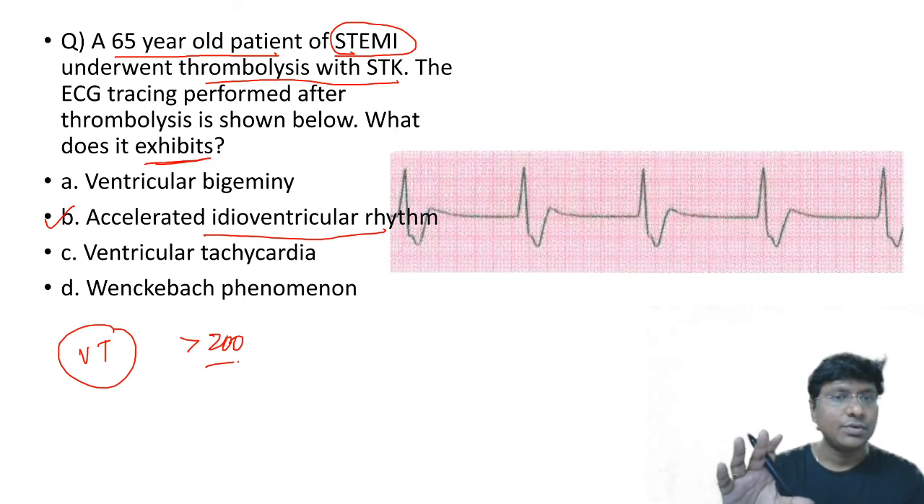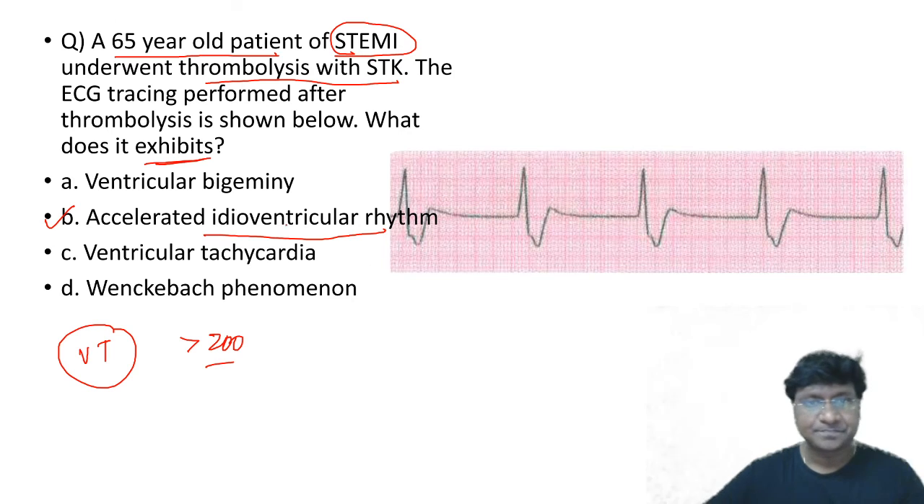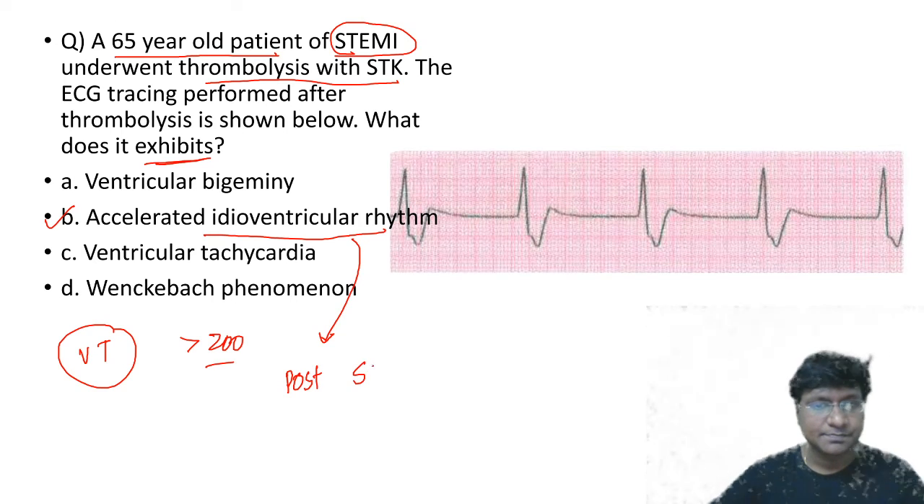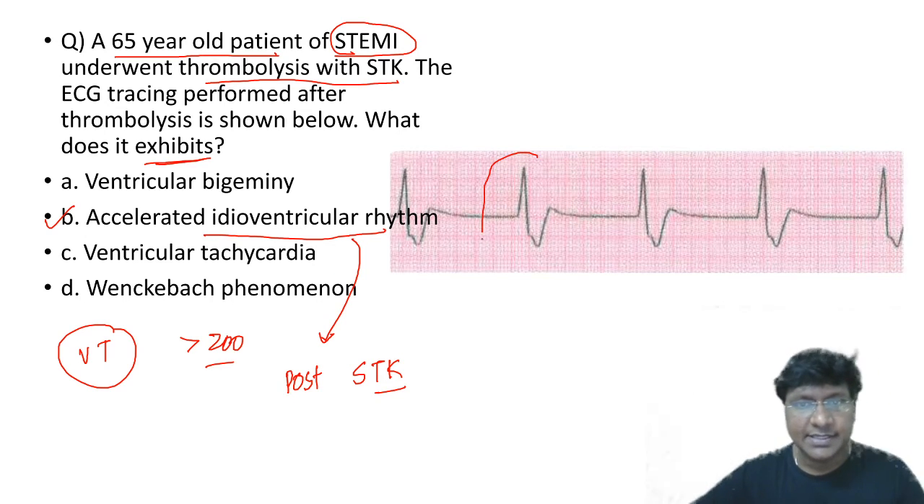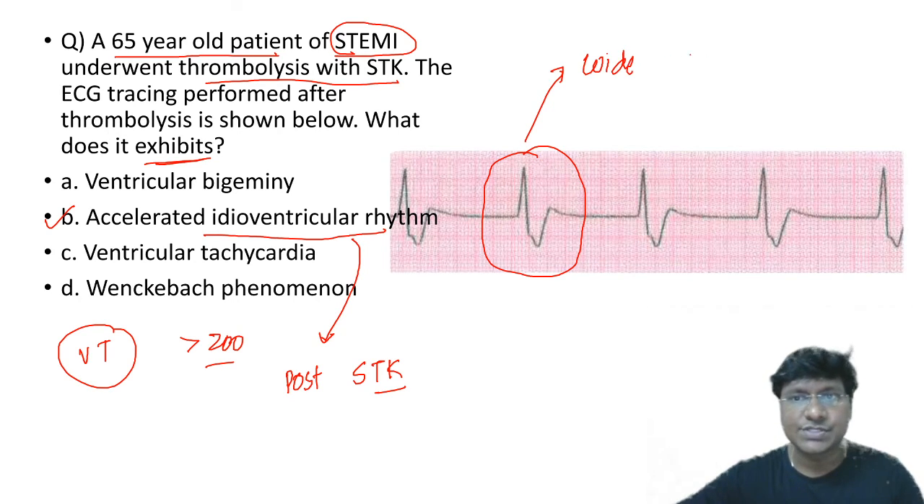Now, how to recognize the accelerated idioventricular rhythm? Let me explain. First of all, accelerated idioventricular rhythm is the one which will occur post thrombolysis. STK stands for streptokinase, which is nothing but your thrombolysis. Now, a very important point is that they will have wide complex. You see this? This is a wide QRS complex. And another important point is, you notice there is no P wave.